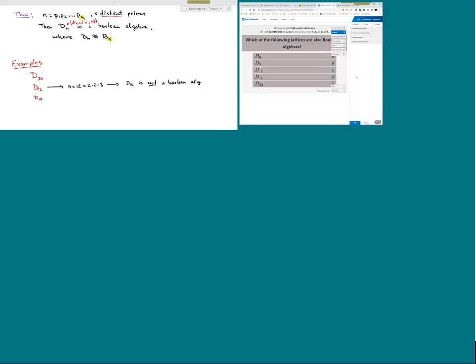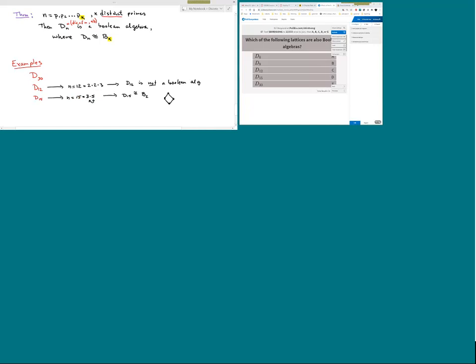Now, if we look at D15, its prime factorization is 3 times 5. So 3 and 5 are different, which tells you this guy is a Boolean algebra. But it also tells you which Boolean algebra it's isomorphic to. Notice we have a grand total of 2 distinct primes, so this guy is isomorphic to B2. And if you drew the Hasse diagram of D15, you would see that the Hasse diagrams of both D15 and B2 look like that little diamond-shaped guy.